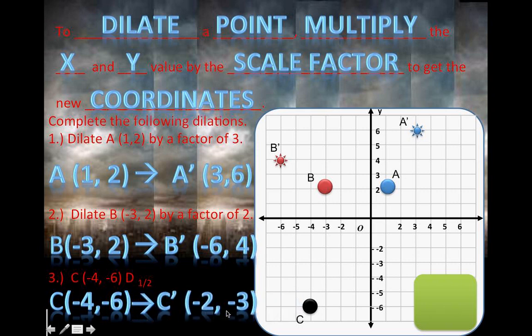And the very last thing you have to do is go ahead and graph your image right here. So at -2, -3, we should have C prime. I'll give you 10 seconds to copy that down.